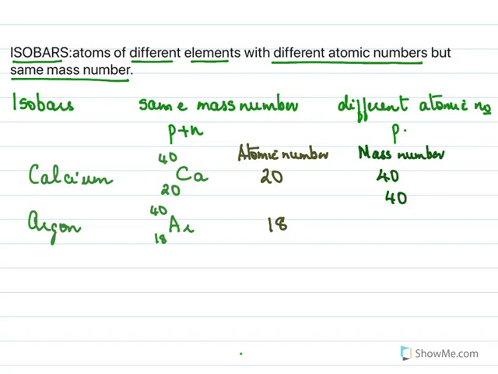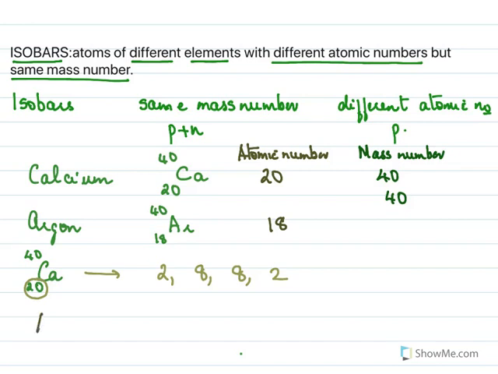So let's write the electronic configuration. Now we have calcium, which is 40 and 20. Now remember, for electronic configuration, what is important is the atomic number. So atomic number is 20, which means first is 2, then 8, 8, 2.